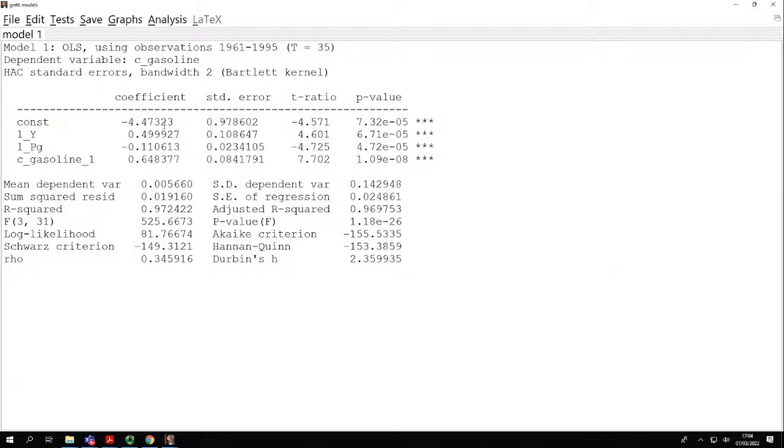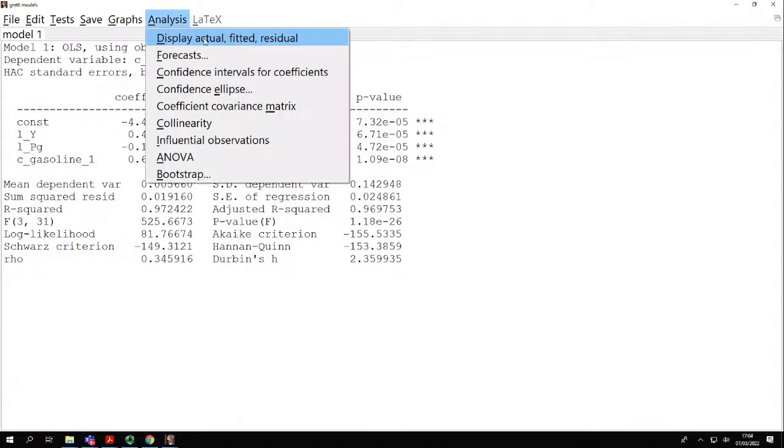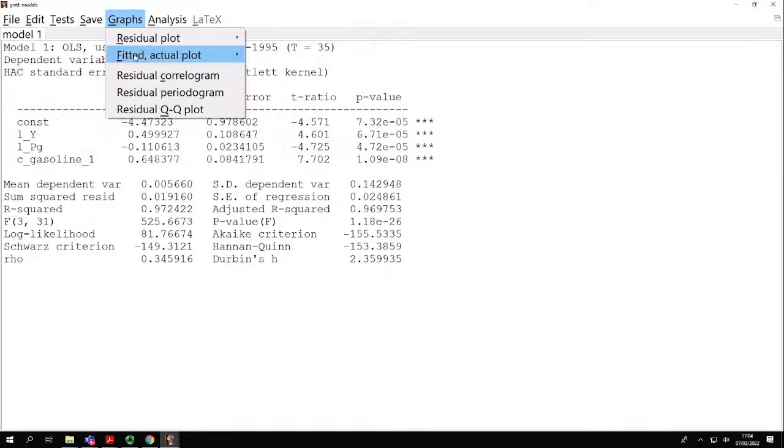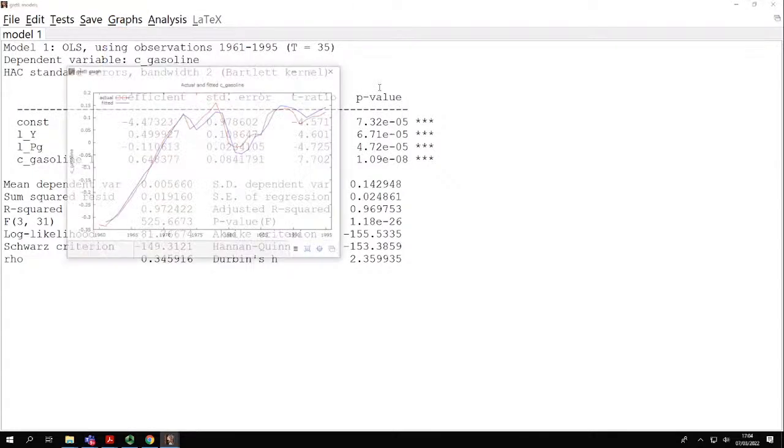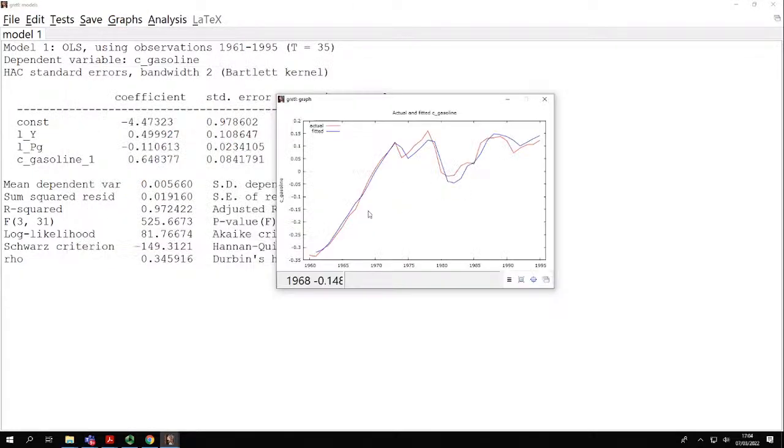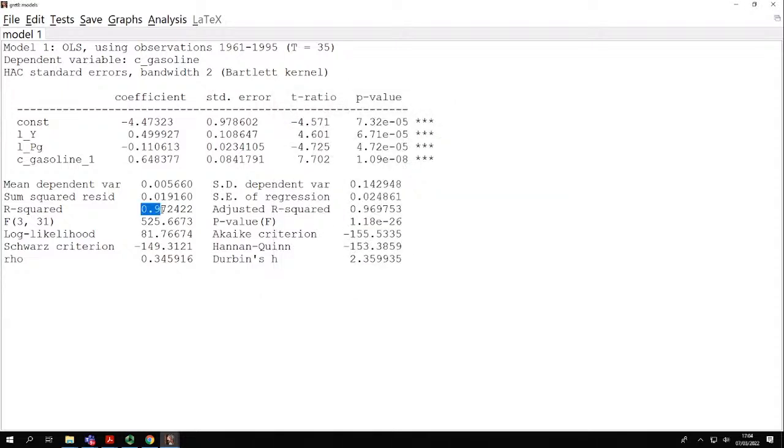Let me show you, for instance, the graph. The fitted and actual plot against time. If we look at this graph here, the red is the actual, the blue is the predicted one, the fitted, according to our model. The R square you find here is 95%. We should claim that this is something we have to think about, whether it is good or not.